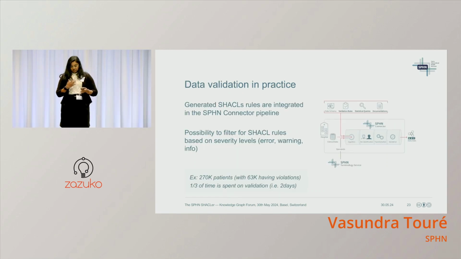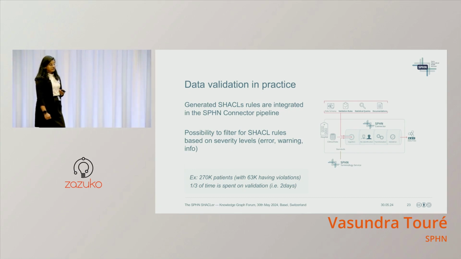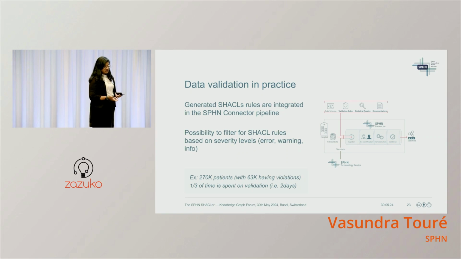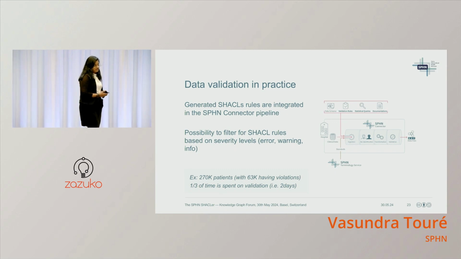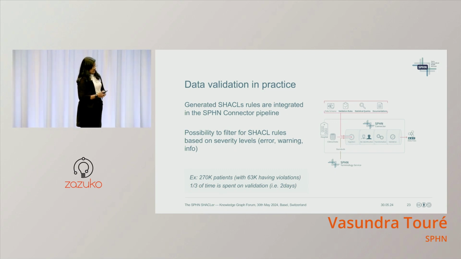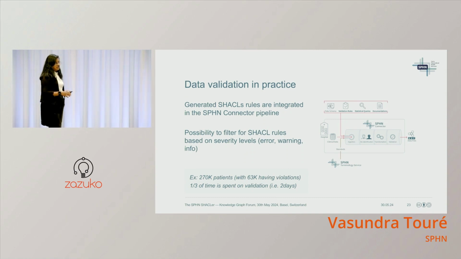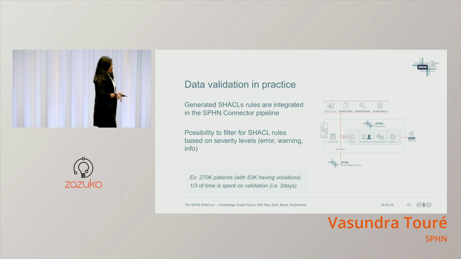So these are some of the examples that we have implemented, but how is that actually useful? Well, the SHACLs are being put into the settings of the SPHN connector, so anyone who uses the SPHN connector pipeline can check whether their RDF data complies with the schema and also with the other rules that we have implemented. They also have the possibility to filter for different levels of the SHACL rules. So they can say, hey, I'm only interested in the errors, the warnings, and the info I don't care about, so you can filter this out, and then your pipeline will most likely run faster.